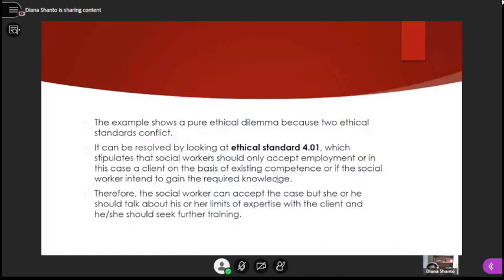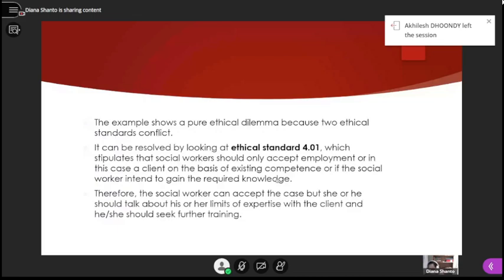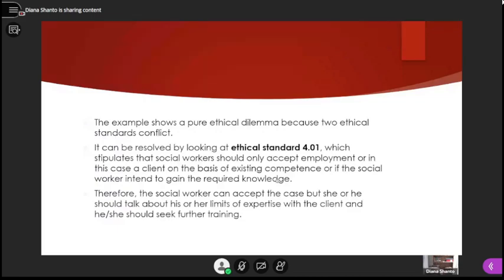Donc là, on me dit can be resolved by looking at Ethical Standard 4.01, which stipulates that social workers should only accept employment, or in that case, a client, on the basis of existing competence, or if a social worker intends to gain the required knowledge. Des fois, vous savez, on a plein de cas. We have to look at the case because there's no one else to look at the case. Your colleague might not have the competency also.